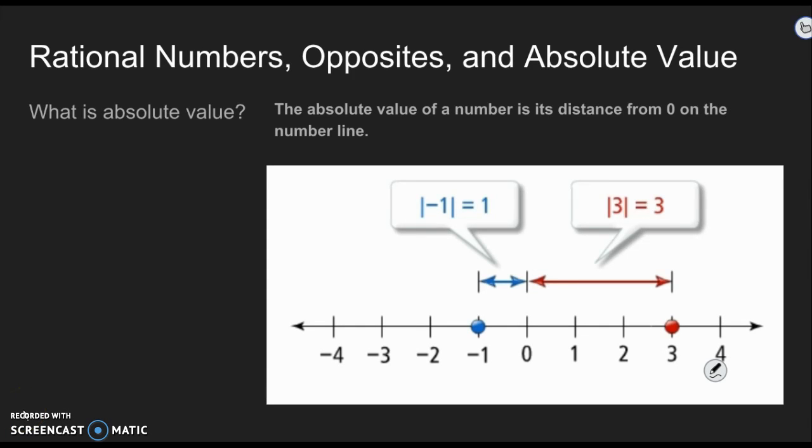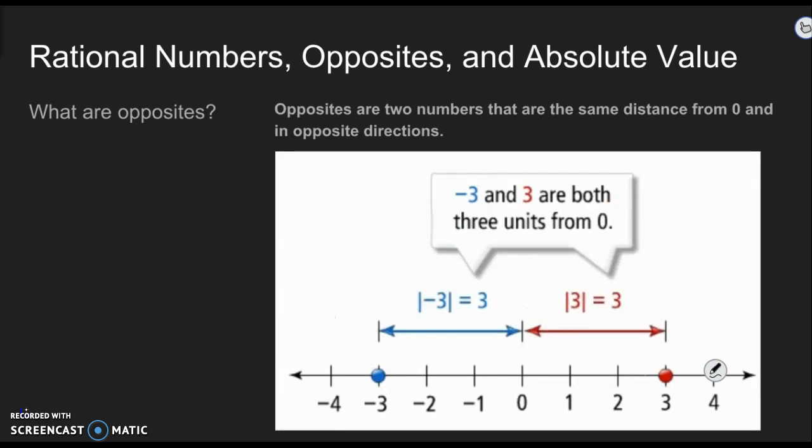Let's talk about absolute value. Absolute value is a number's distance from 0 on the number line. We use this symbol to indicate the absolute value of a number. The absolute value of -1 is 1 because -1 is 1 unit from 0 on the number line. The absolute value of +3 is 3 because +3 is 1, 2, 3 units from 0 on the number line. Absolute value is neither positive nor negative. It just represents the units or distance from 0 on the number line.